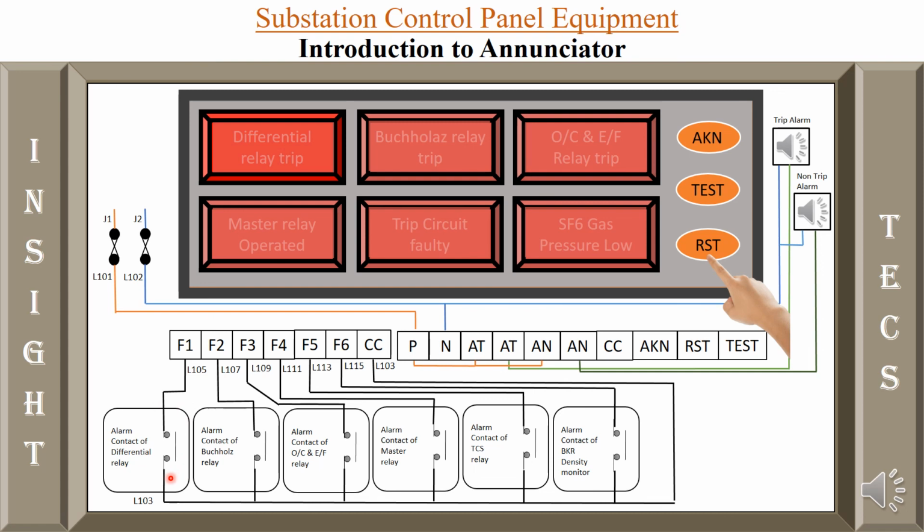The annunciator over here is of 6 windows. The annunciator can be a 12 window annunciator, it can be a 36 window annunciator, but the concept and logic of wiring will remain very much the same for each type. So I hope now you can do wiring for any kind of annunciator.